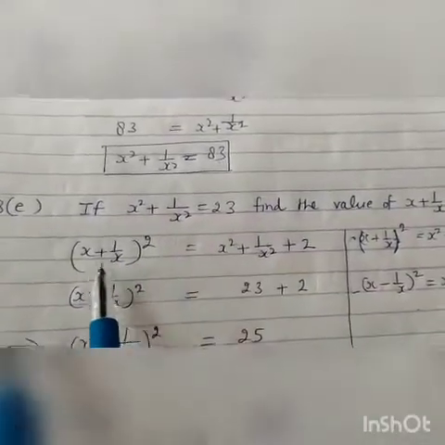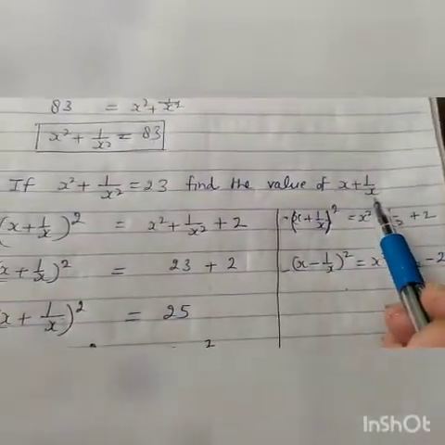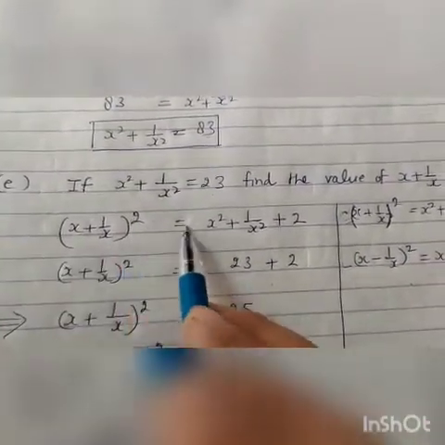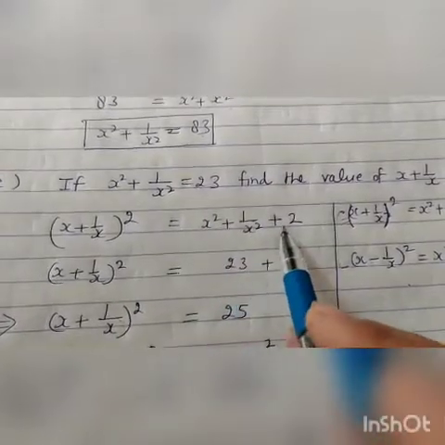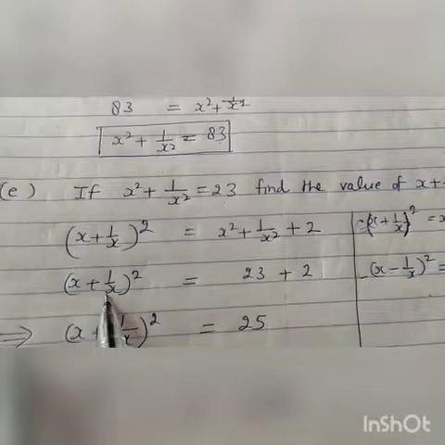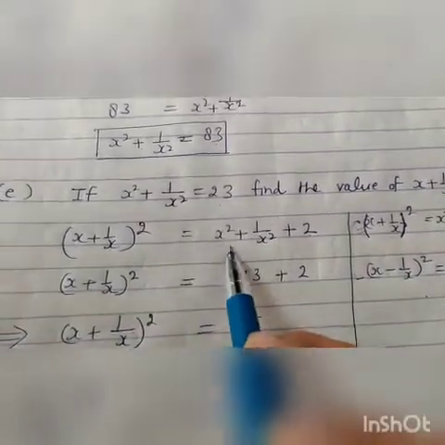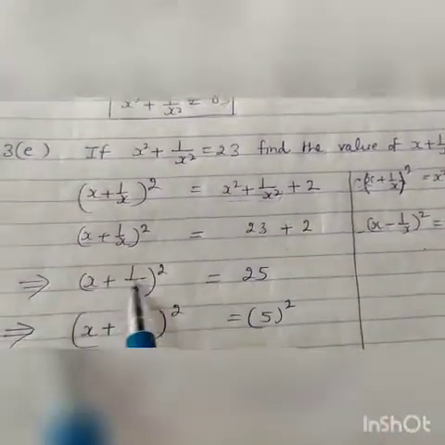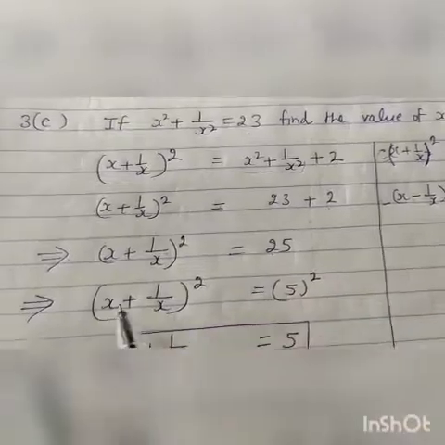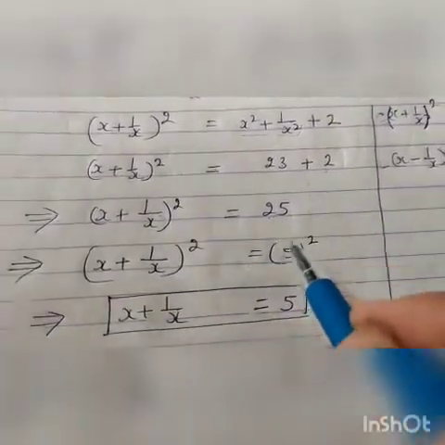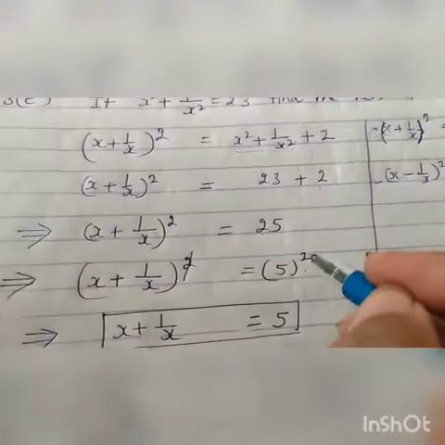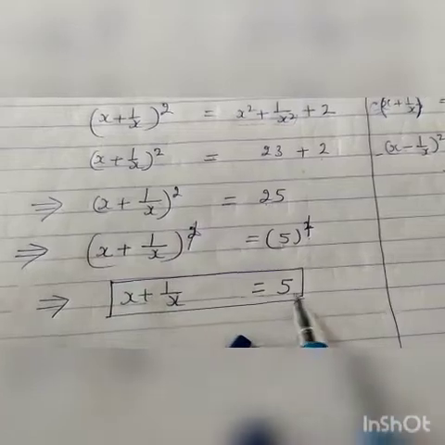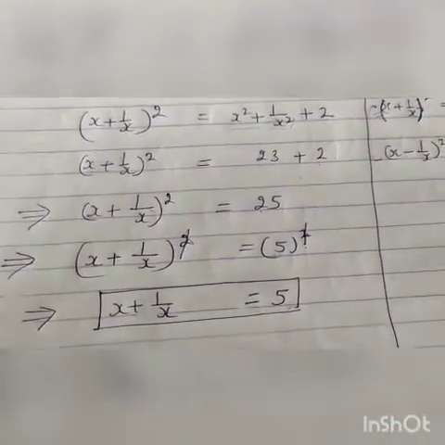So we have to find the value of x plus 1 upon x. So we will use this identity. X plus 1 upon x whole square is equal to x square plus 1 upon x square plus 2. Now this x plus 1 upon x whole square is equal to, the value of x square plus 1 upon x square is given, 23 plus 2. X plus 1 upon x whole square is equal to 25, which can be written as 5 square. Now both the exponents are equal, so we can cancel them. X plus 1 upon x is equal to 5. Value of x plus 1 upon x is equal to 5.